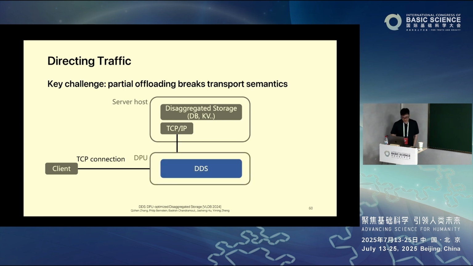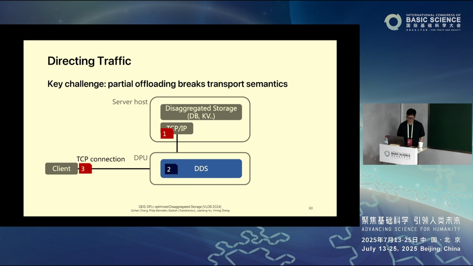With partial offloading, the problem is that it will mess up this connection. I'm going to give a very specific example. Let's say the first request is not suitable for DPU offloading. We forward it to the host, and that's all right. The second request is good for offloading, so we just offload it, which is also okay.